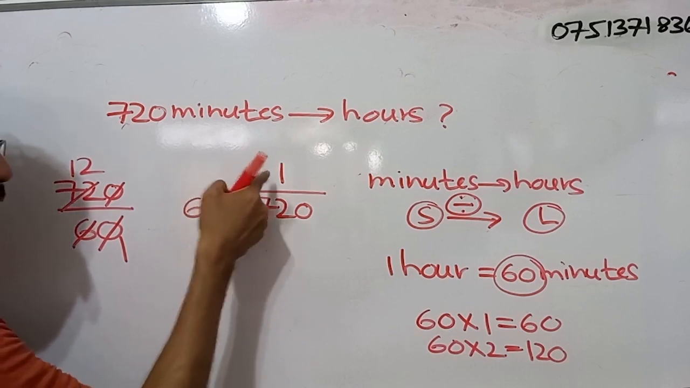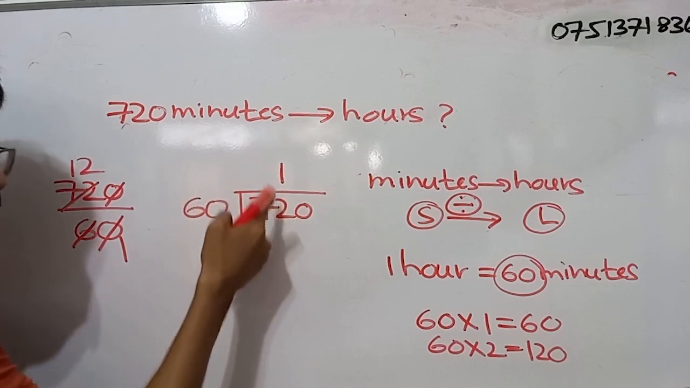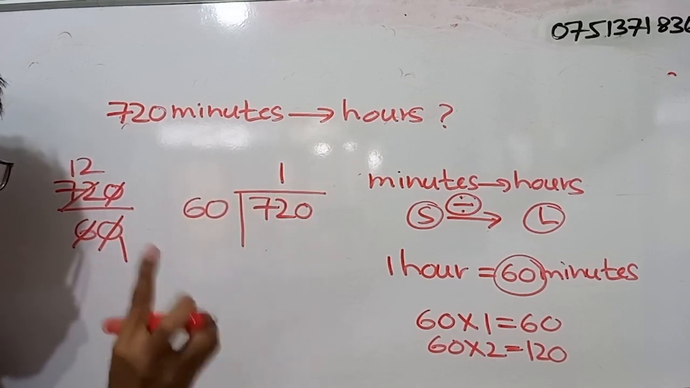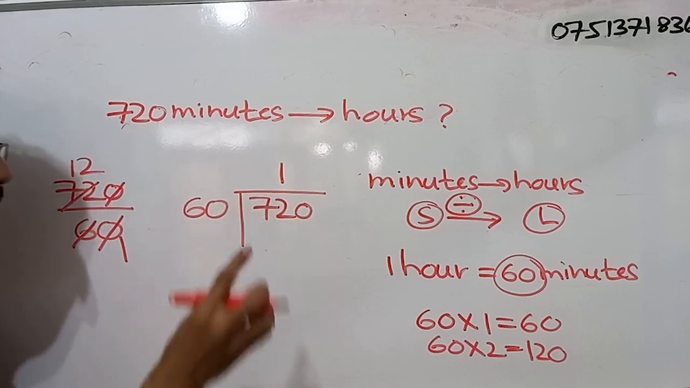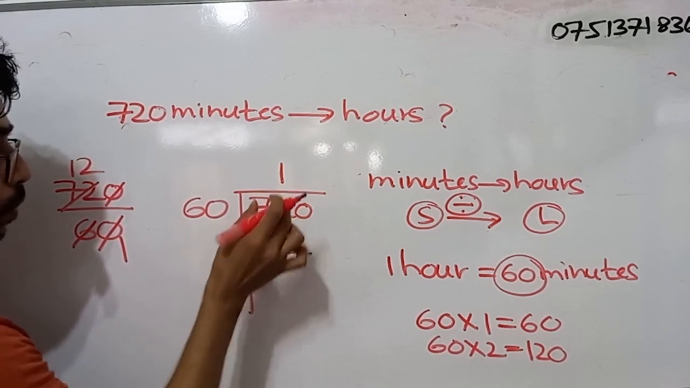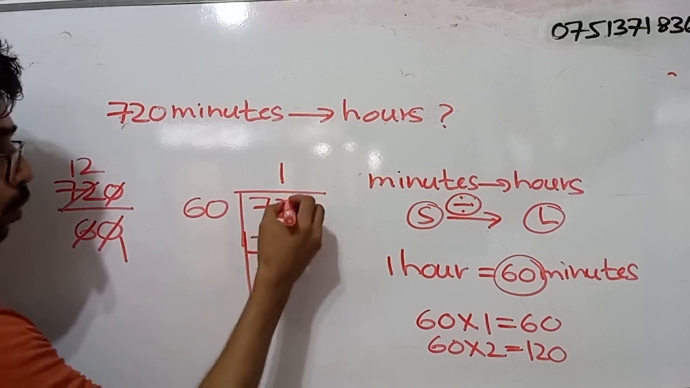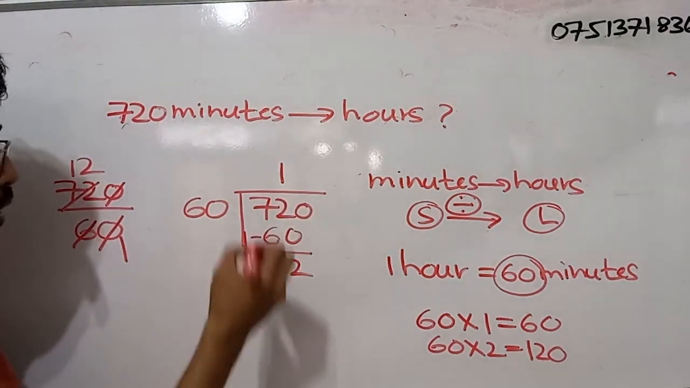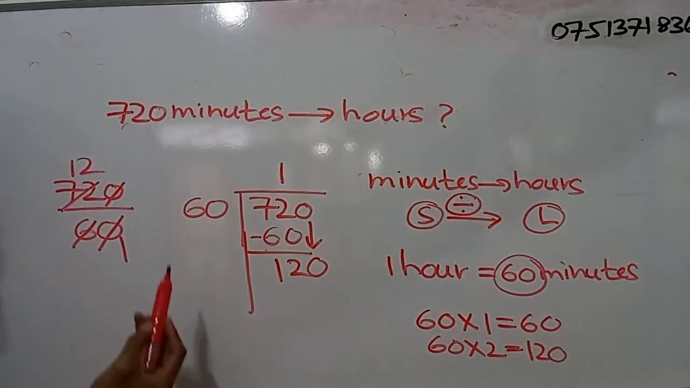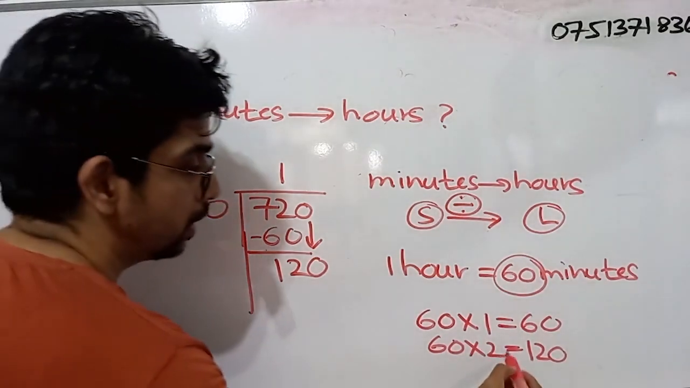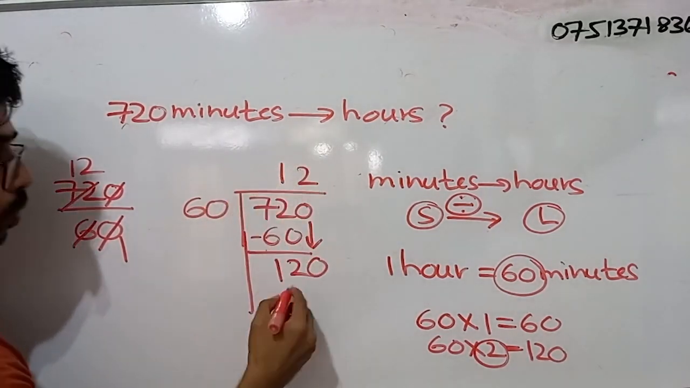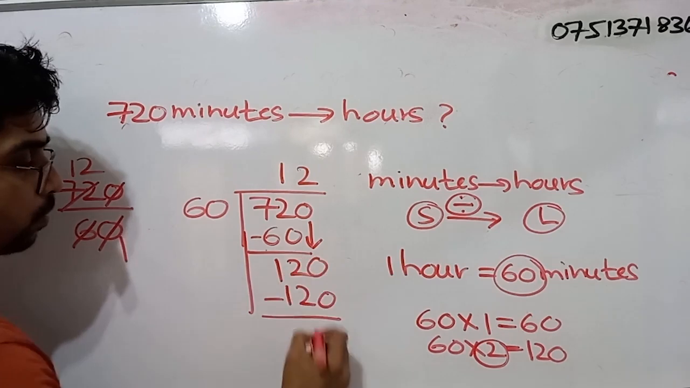So we should write the 1 on top of the 2, the 2 in 720. Every number we write has a meaning. So 60 times 1 is 60. 72 minus 60: 2 minus 0 is 2, 7 minus 6 is 1. Now we bring down this 0. How many 60s are there in 120? 2. So we write 2 on top of the 0. 60 times 2 is 120. 120 minus 120, we get 0.